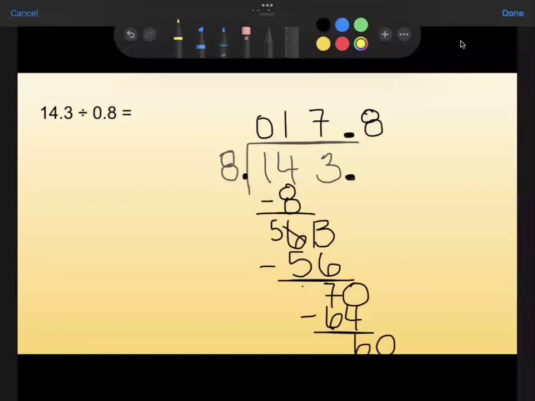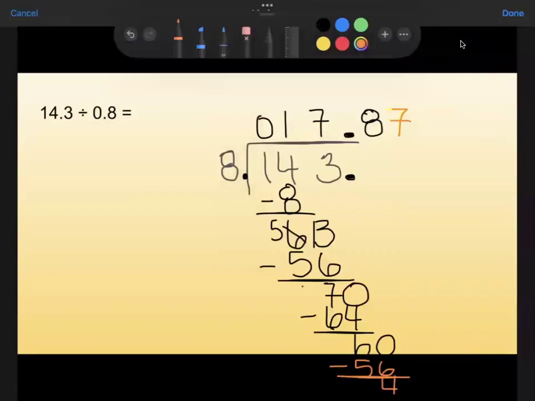8 times 8 is 64. Oh, that's going to be 2. Oh, wait, we have to figure out how many times 8 goes into 60. That would be 7 times. Oh, that's too bright. Let's change it to this. There we go, 7 times. 7 times 8 is 56. So when I put that down here, then I get 4 left over. So now I have to keep going.